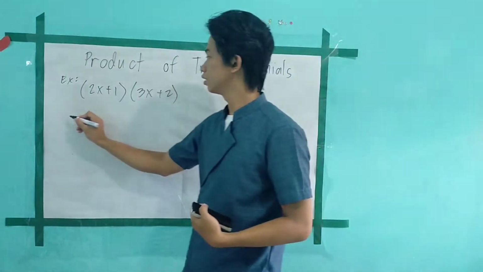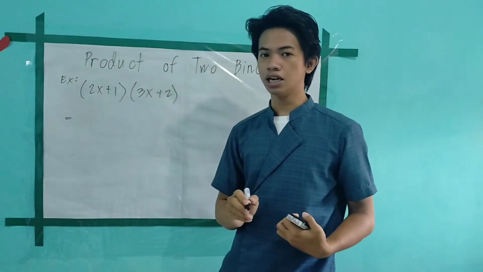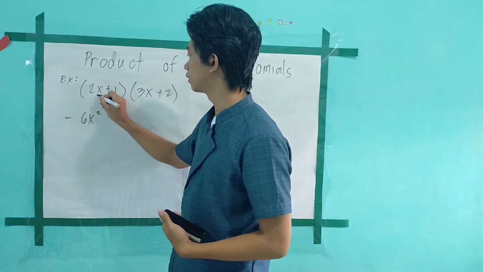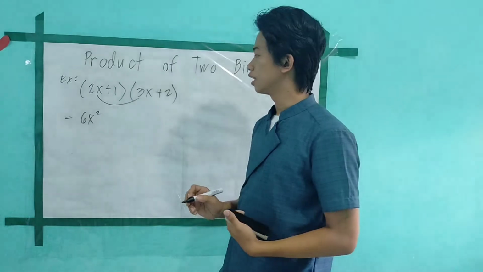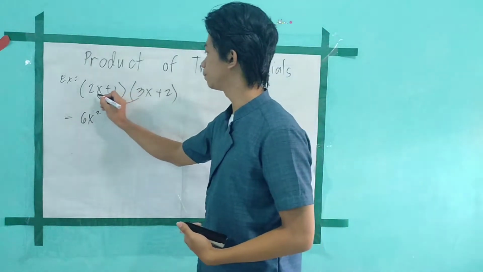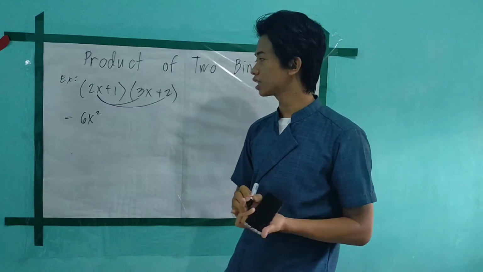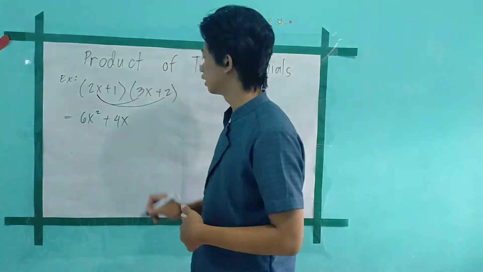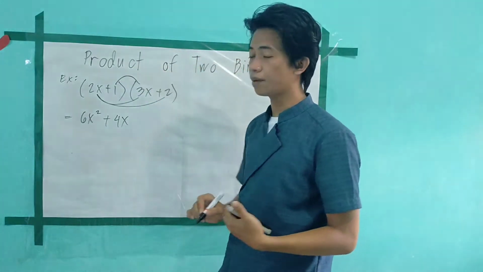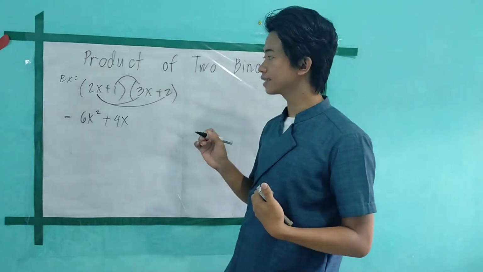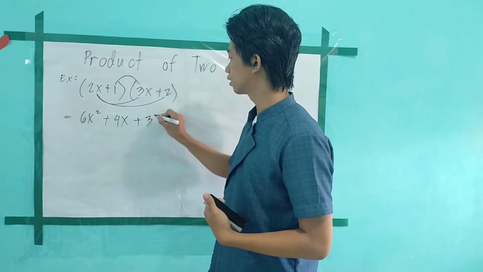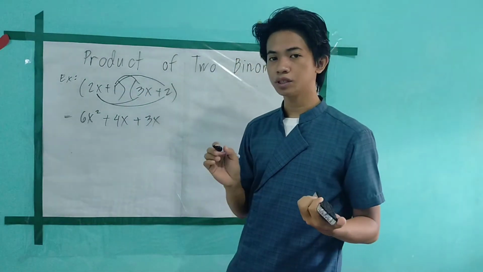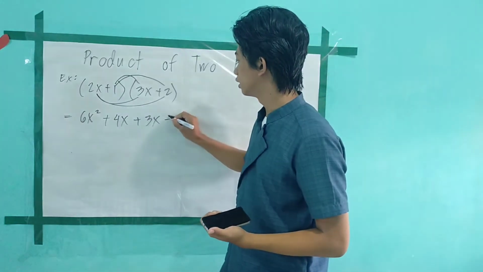Using FOIL method, what is 2x multiplied by 3x? 2x times 3x is 6x squared. Then, 2x multiplied by 2. What is 2x times 2? It is 4x. Next, 1 multiplied by 3x. What is 1 times 3x? It is 3x. Next, 1 multiplied by 2. 1 times 2 is 2.